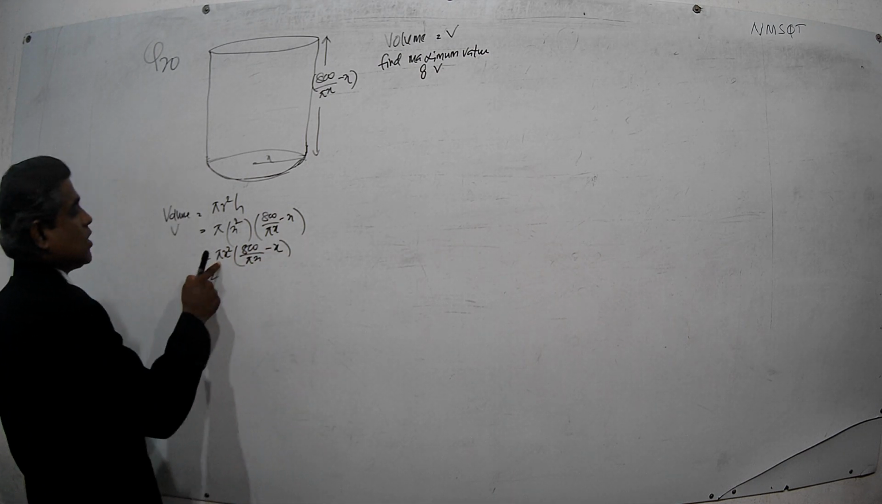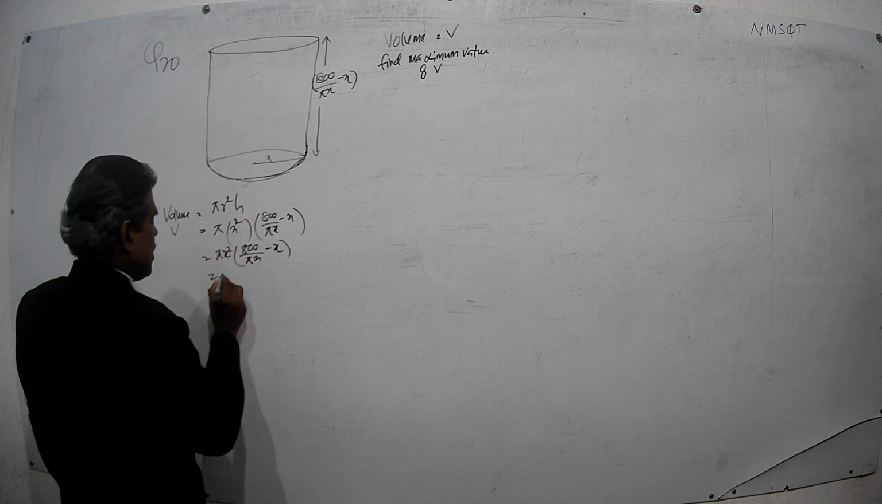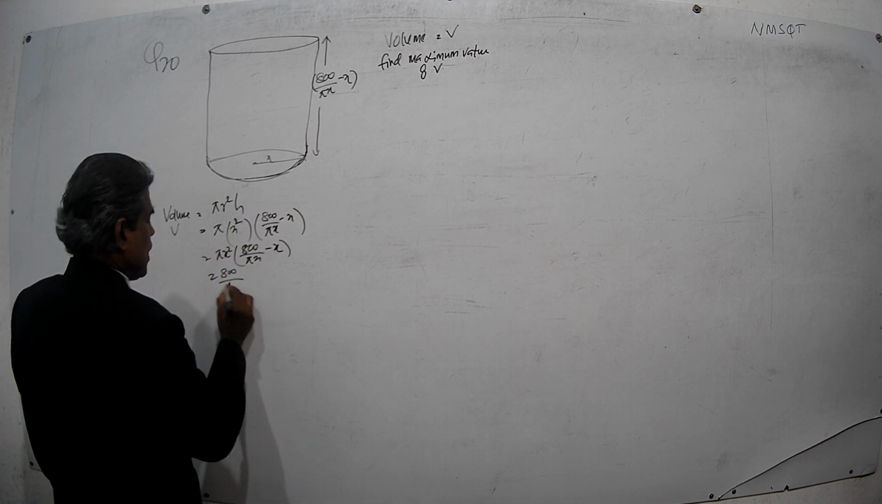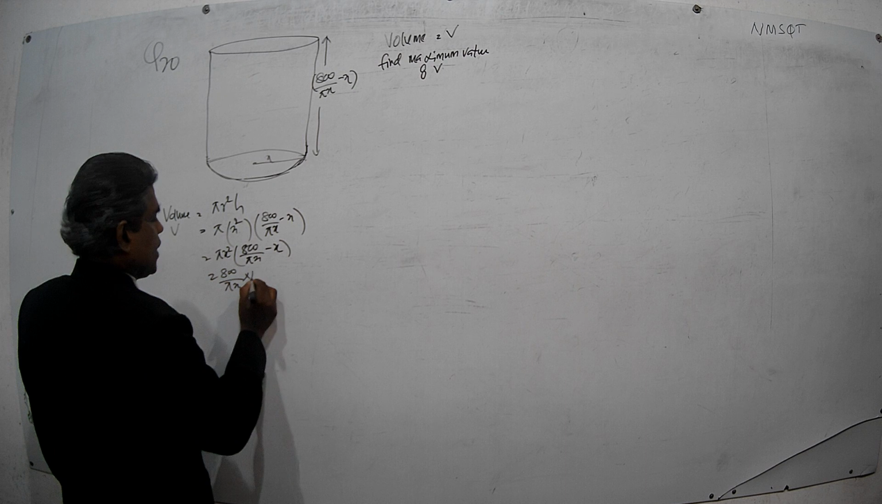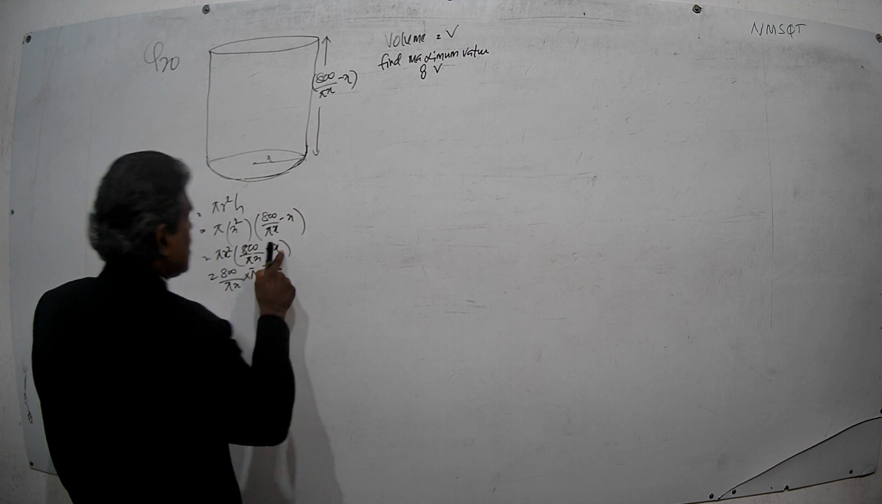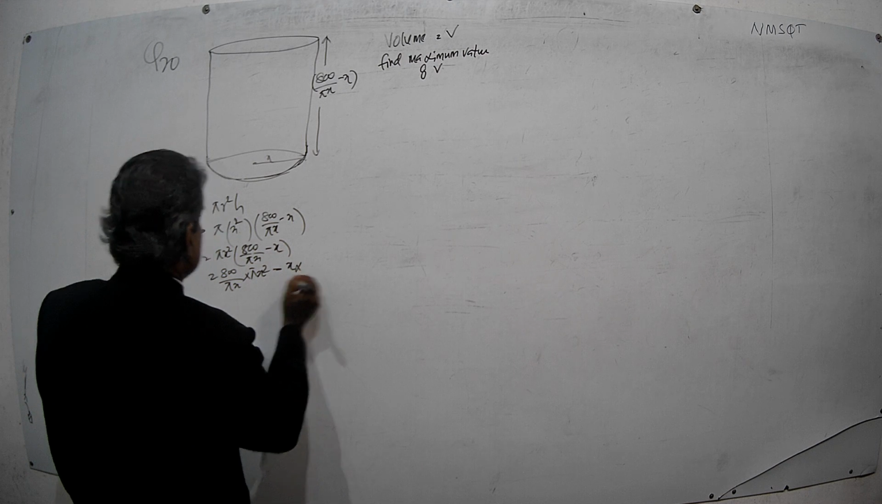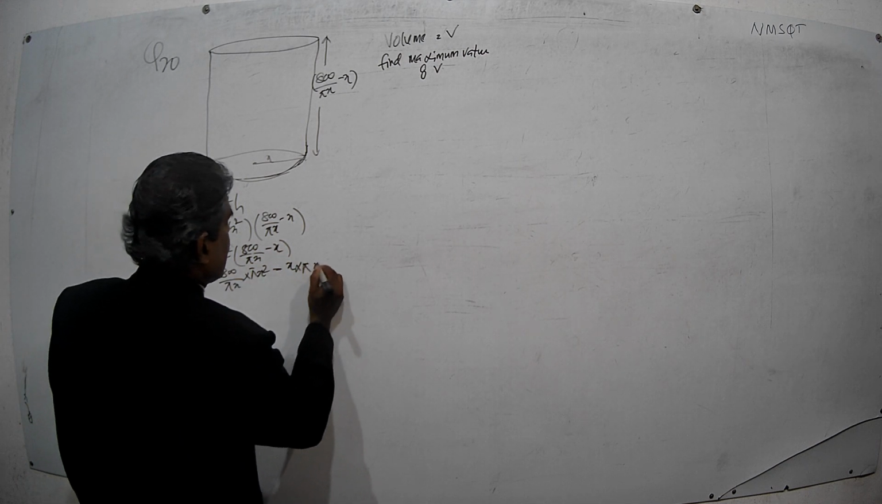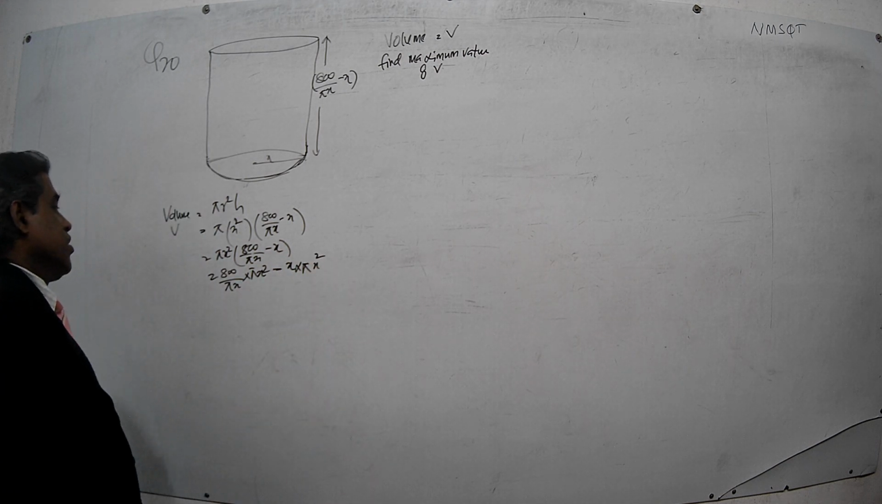Now you multiply this by this and this by this. Pi x squared is multiplied by the first term, then minus, again, the second term x is multiplied by this pi x squared. That is it.